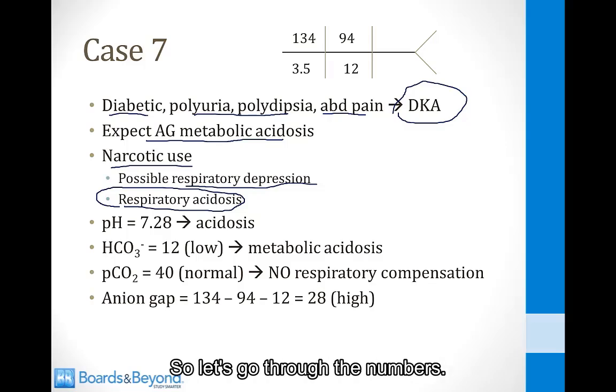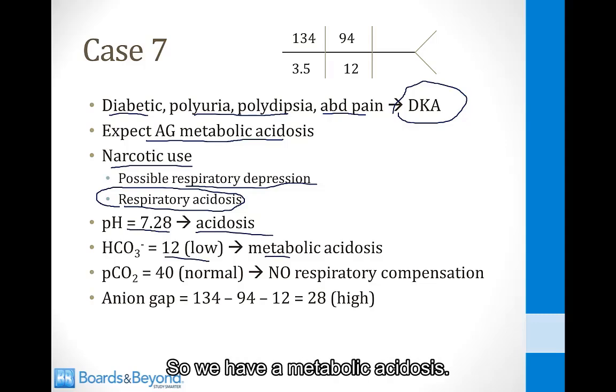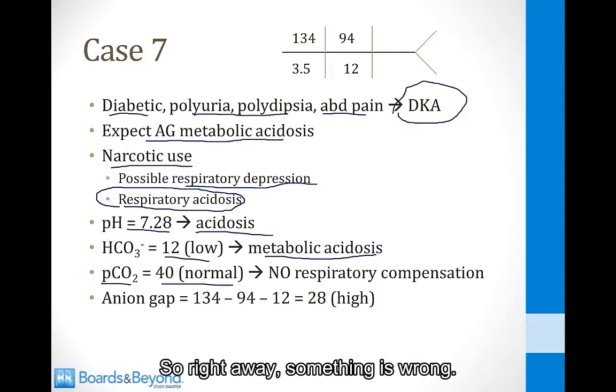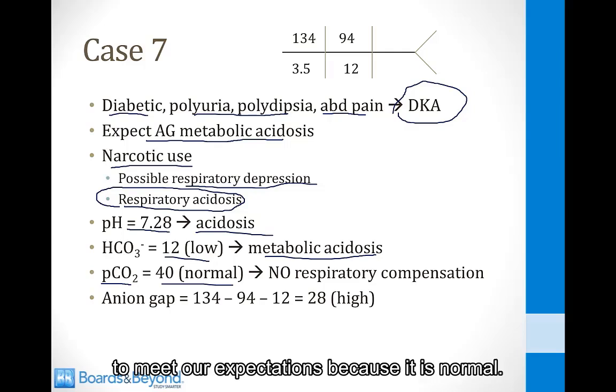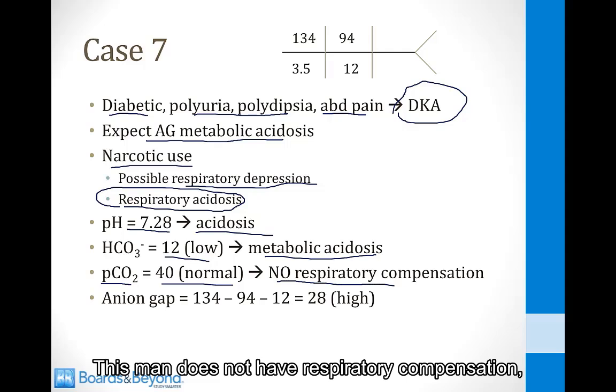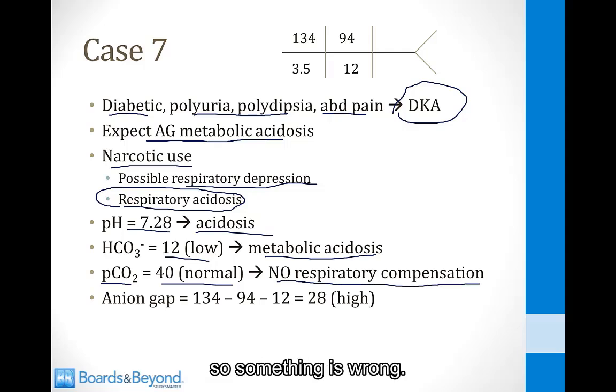So let's go through the numbers. The pH is 7.28, which is low, so we have an acidosis. The bicarb is 12, which is low, so we have a metabolic acidosis. And then the PCO2 is 40, which is normal. So right away, something is wrong. We'll use Winter's formula to check this PCO2 in a minute, but I can already tell you it's not going to meet our expectations because it is normal. You should always have a low PCO2 in the setting of a metabolic acidosis. This man does not have respiratory compensation, so something is wrong.